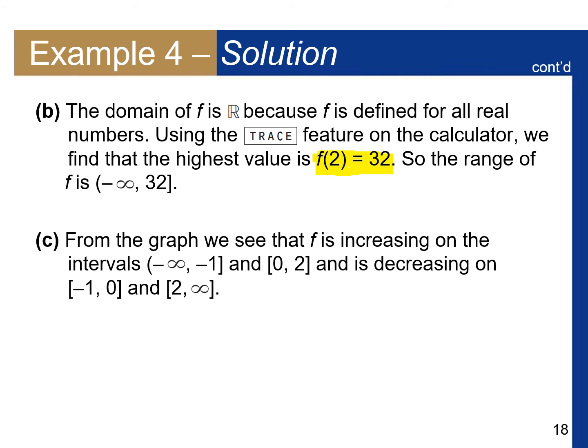So we'll see that f is going to be increasing from negative infinity to negative 1 and from 0 to 2. And it's decreasing, going down from negative 1 to 0 and from 2 to infinity. And again, I suggest you go back and look at the graph and make sure you understand, as you're going from left to right, make sure you remember that you're going from left to right when you're reading this. You're going to go up from negative infinity to negative 1 and from 0 to 2, and then you're going to go down from negative 1 to 0 and 2 to infinity.